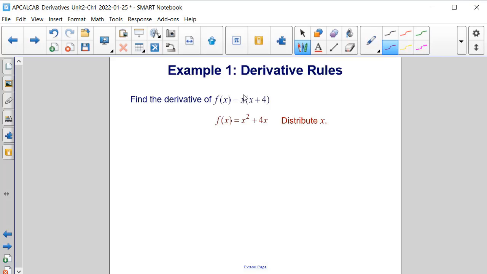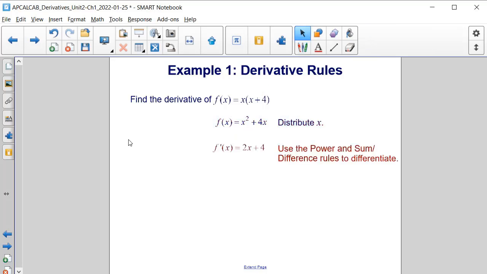Find the derivative of f of x is equal to x times x plus 4. The first step is to distribute the x outside the parentheses to both terms. So therefore, f of x is equal to x squared plus 4x. And after we finish distributing the x, we can actually work on determining the derivative, or f prime of x.